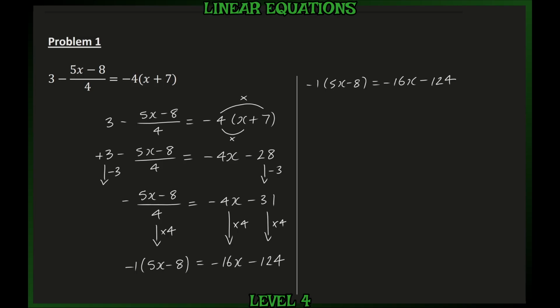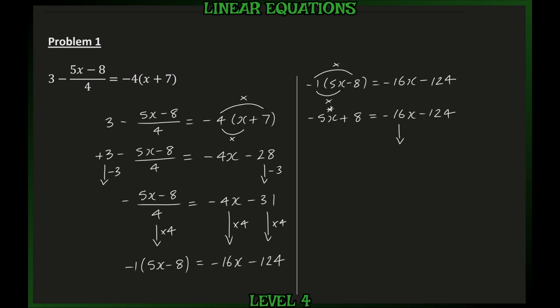Now going back to the left, we can expand the bracket by multiplying minus 1 by 5x to give us minus 5x, and multiplying minus 1 by 8 to give us positive 8. And on the right, we still have minus 16x minus 124. Now we have x's on both sides of this equation, so we're going to keep them on the side where we start with the most. And the greatest number of x's is on the left, because minus 5 is greater than minus 16. So we're going to keep the x's on the left, which means we want to remove them from the right.